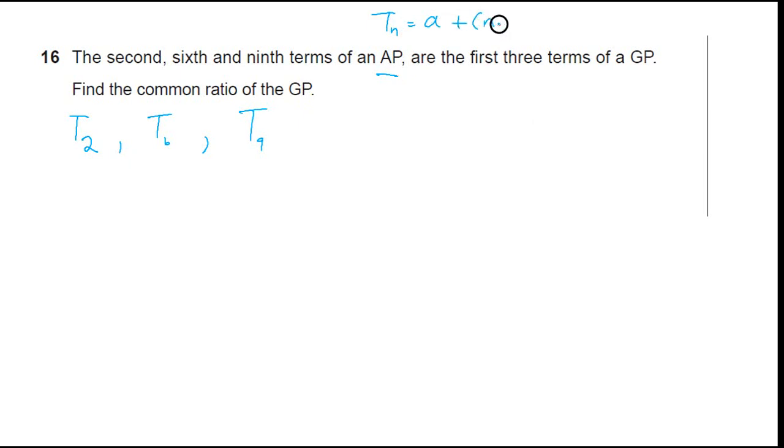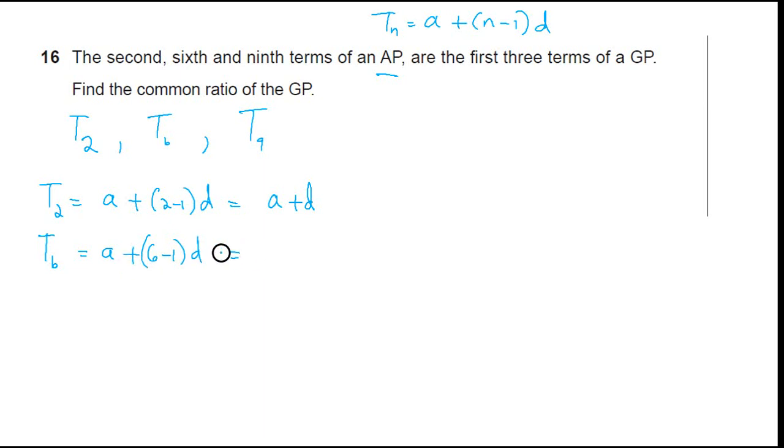AP is A plus N minus 1 times D, where A is the first term and N is the number, right? In this case, we don't know what the first term is, so the second term will be A plus 2 minus 1 times D. So the second term is nothing but A plus D. Are you with me? The 6th term will be A plus 6 minus 1 times D. So the 6th term is nothing but A plus 5D.